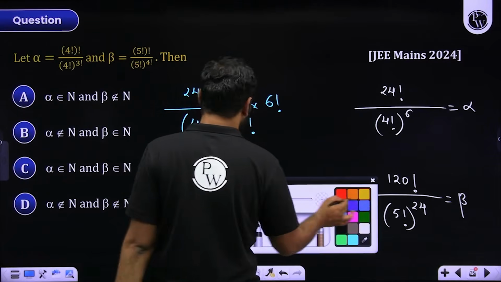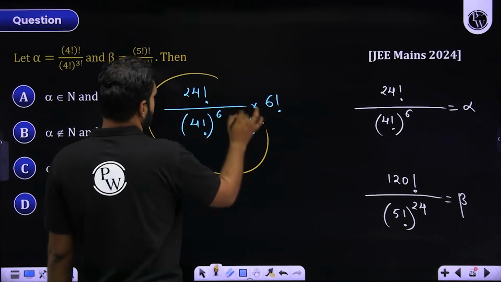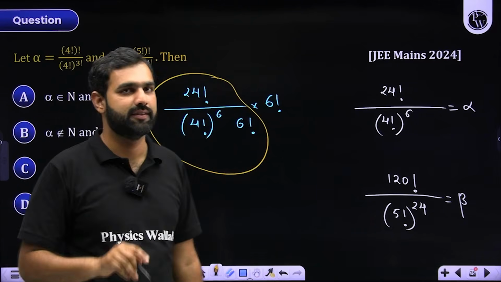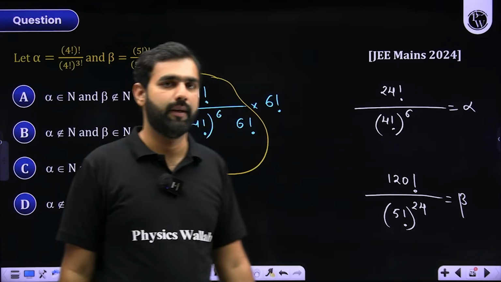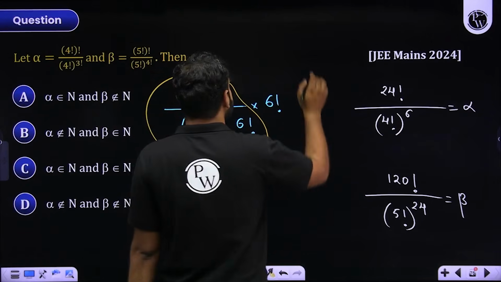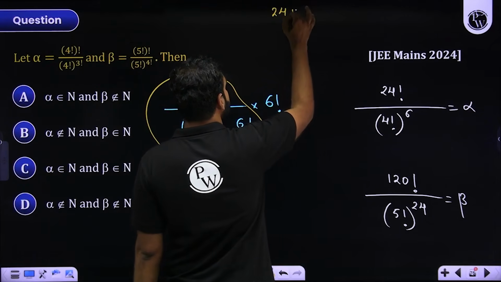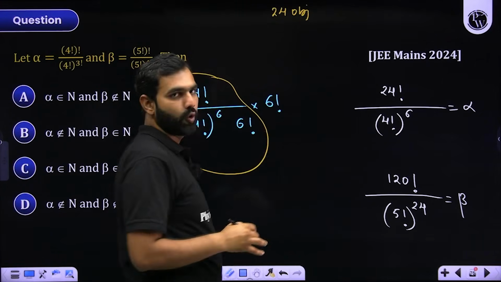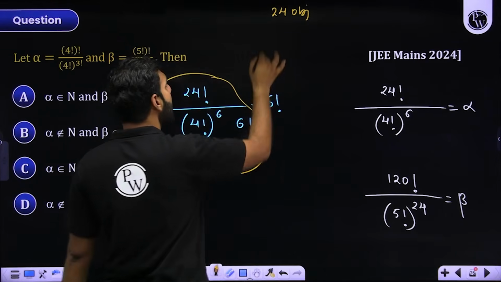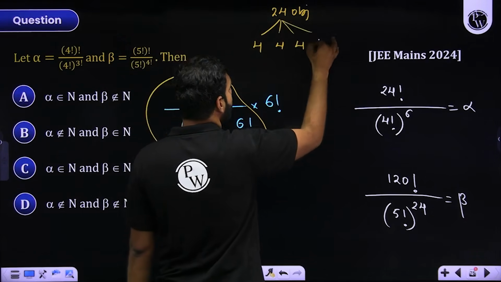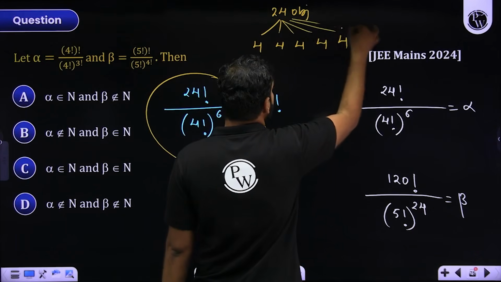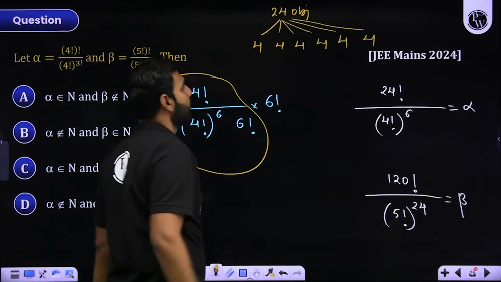Now I am asking you to look at this part. Can you help me with 4 into 6? Sir, 4 into 6 is 24. And that's the part where you should put your focus. What I'm saying here is, let's say I have 24 objects, and I am dividing those 24 objects into 6 groups of 4, 4, 4 each.